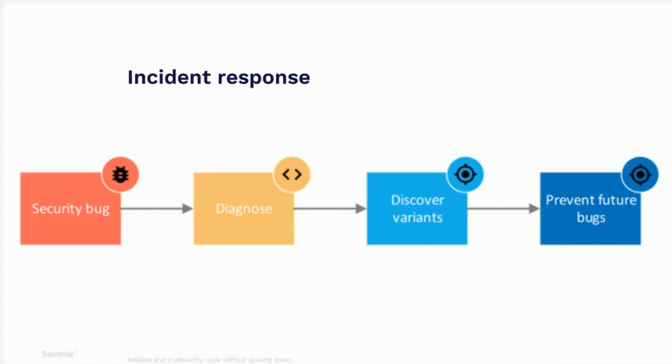So this is what we're going to talk about today: how you can improve this incident response process so that you can discover all the variants and also prevent similar bugs from being introduced in the future.